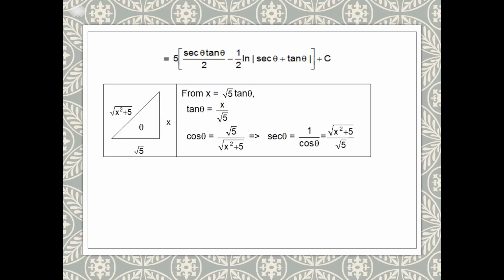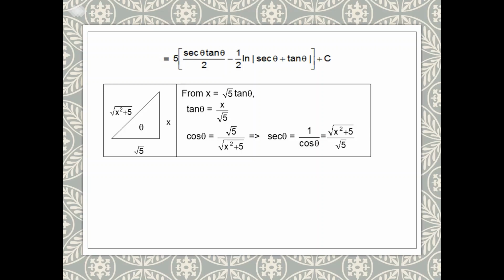Notice that our original integral was in terms of x, so we have to leave the answer in terms of x as well. See that our earlier substitution was x equal to square root 5 tangent theta. We know that tangent is equal to opposite over adjacent. By representing this in a right angle triangle, the adjacent is equal to square root 5 and the opposite is equal to x.